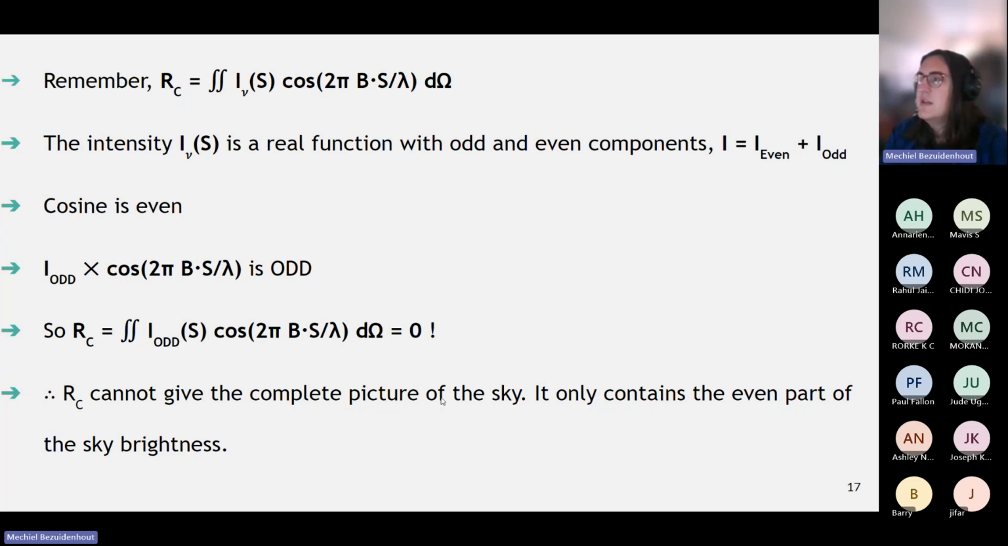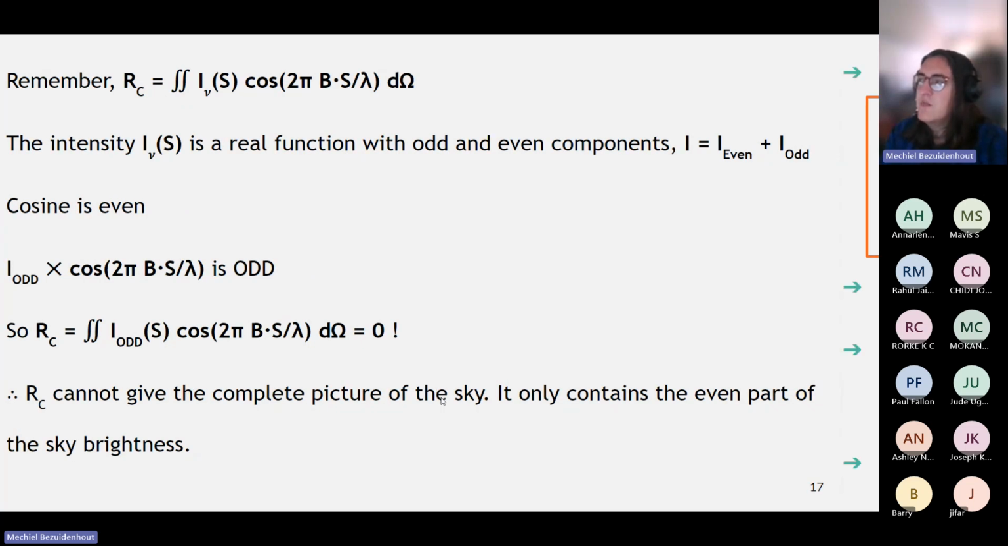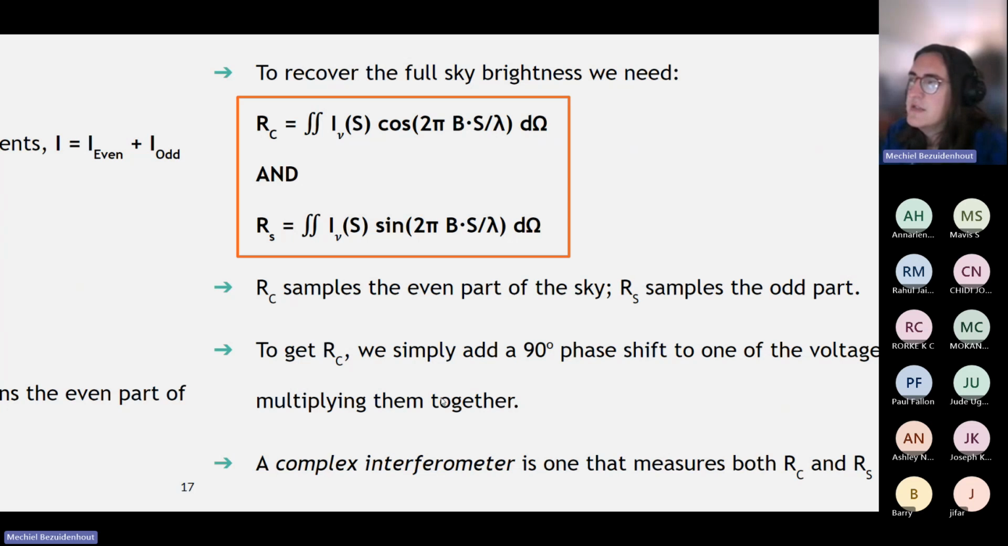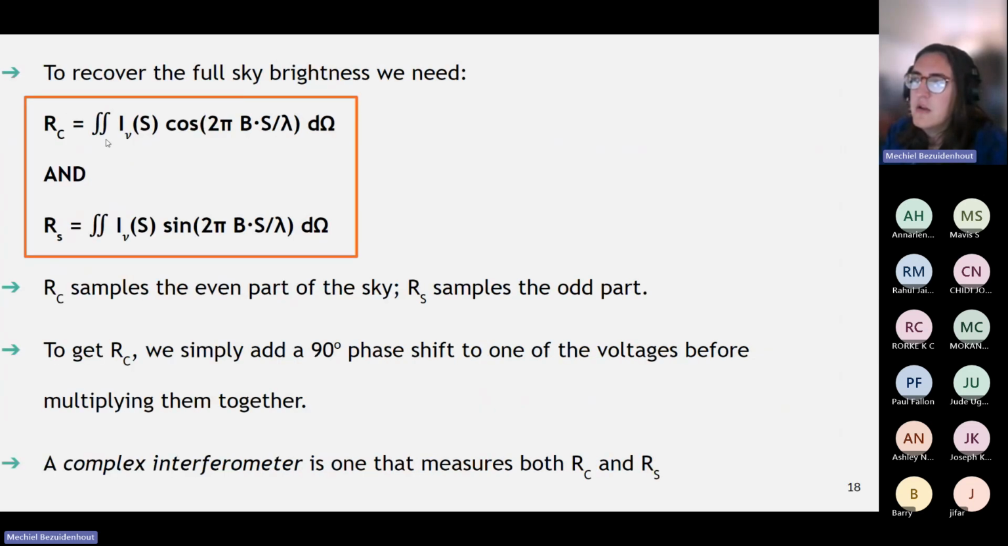So if we want to get the full sky brightness, we need to use this cosine function, what we call the cosine response, RC, and we have to use the same function but with a sine instead, which we call the sine response, RS. So we have to use both of those. RC samples the even part of the sky, RS samples the odd part, and we have to use them together to get the full picture.